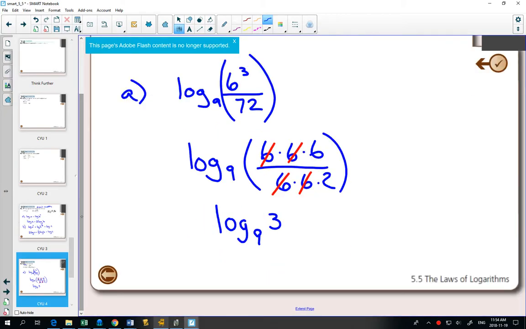And now the question for you is 9 to what exponent equals 3? Because logs solve for exponents. 1/2, right? Because 1/2 would be a square root, and square root of 9 is 3.